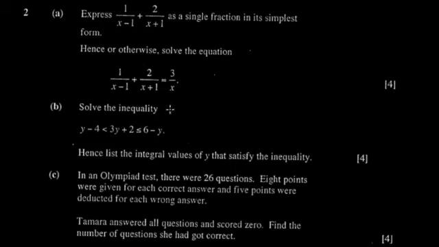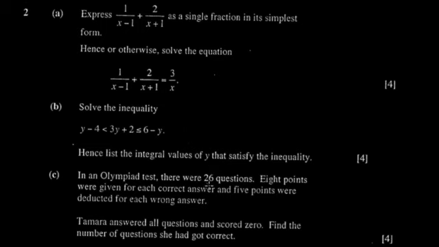Okay, so let's see the other part. It says in an Olympiad test there were 26 questions. 8 points were given for each correct answer and 5 points were deducted for each wrong answer. Okay, so 8 for each correct answer, 5 for each wrong answer. Tamara answered all questions and scored 0. Find the number of questions she got correct.